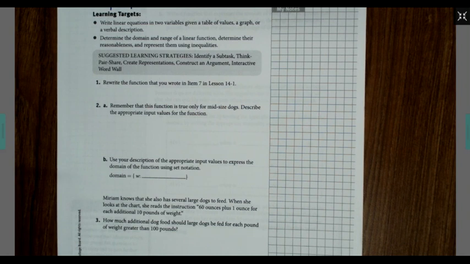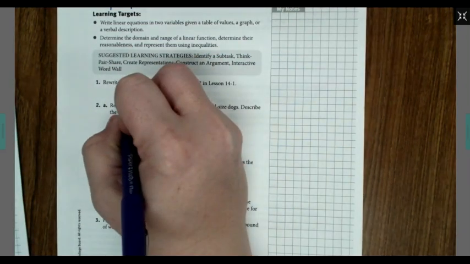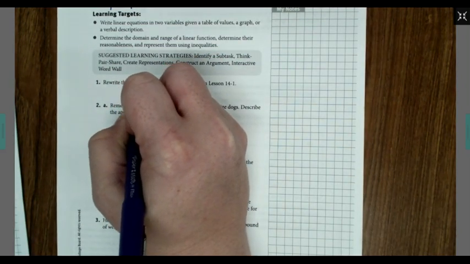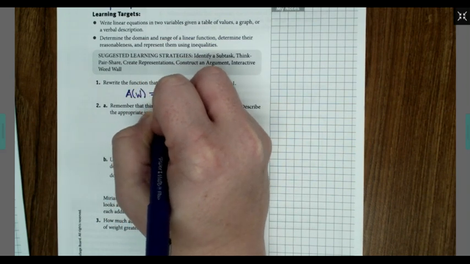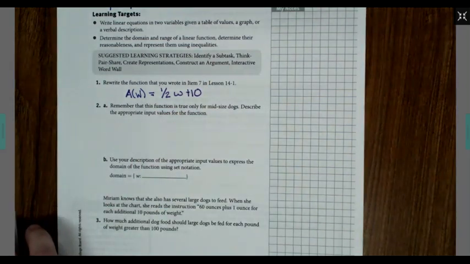It says, 1. Rewrite the function you wrote in item 7 in lesson 14-1. So I want to pull my lesson from yesterday and find question number 7. For number 7, I wrote A of W equals 1/2 W plus 10. Remember that this function is true only for the mid-sized dogs. Describe the appropriate input values for this function.